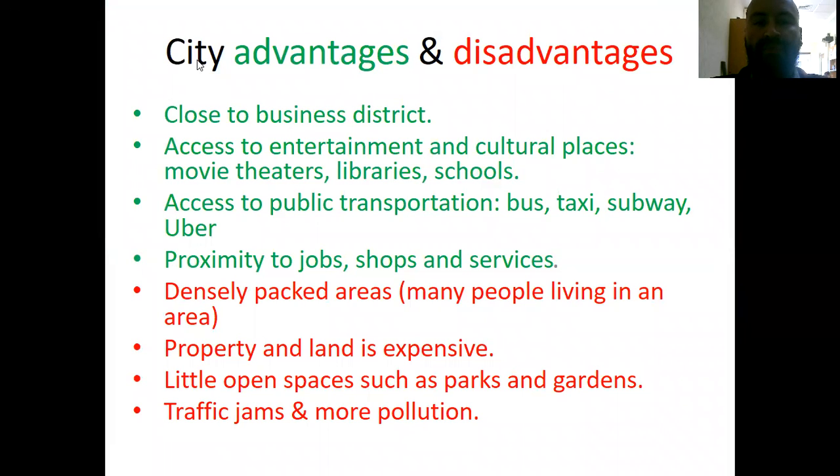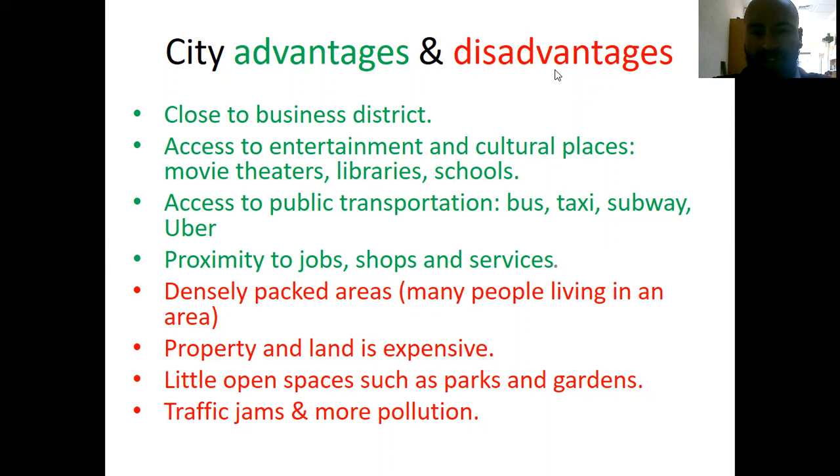So we can see we have some advantages and disadvantages of living in the city. Advantages means positive things. We are close to business districts. We have access to lots of entertainment and cultural centers such as movie theaters and libraries. We have access to schools, to concerts, etc. We also have access to public transportation. This is something that only happens in the cities: bus routes, taxis, subways in bigger cities, and Uber service. And we have proximity to jobs, shops, and services.